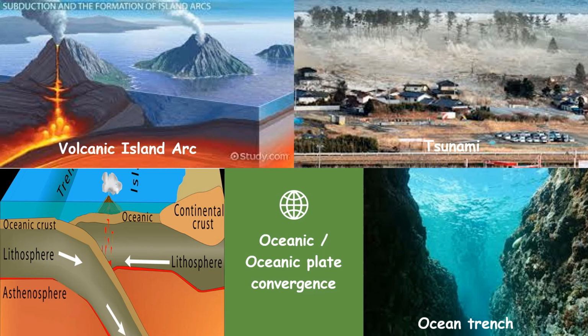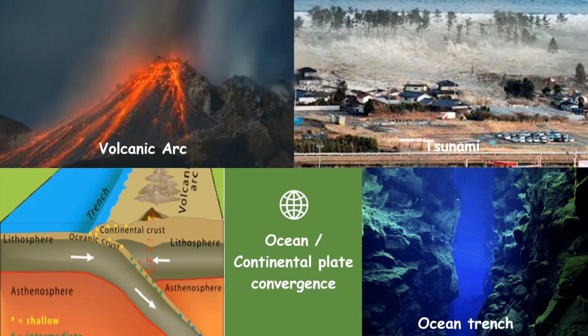So this is one of the boundary na delikado because this is where the strong earthquakes or yung malalakas na lindol ay nag-originate. Aside from that, ito rin yung reason kung bakit merong tsunami because of convergent boundaries. Pareho din yung pwedeng mangyari between ocean to continental plate, but instead, volcanic island arc yung nabubuo.